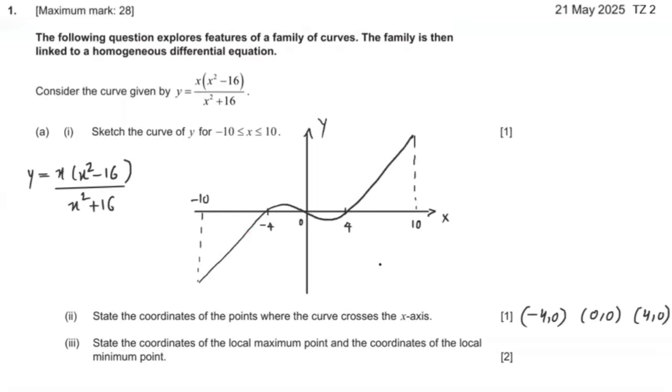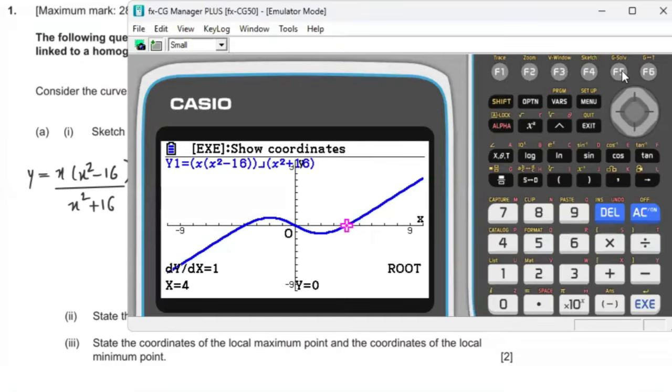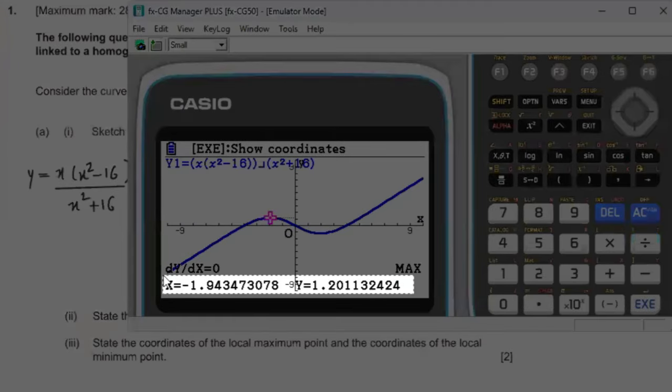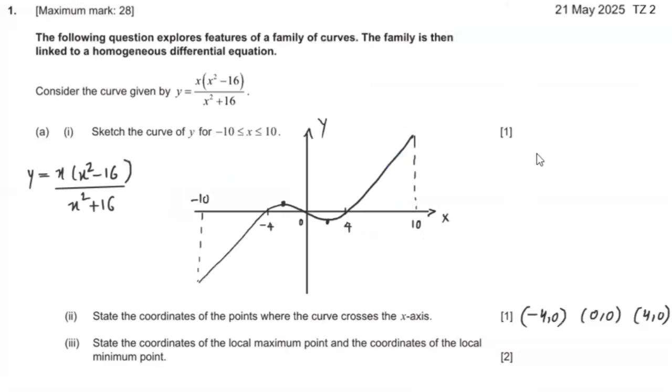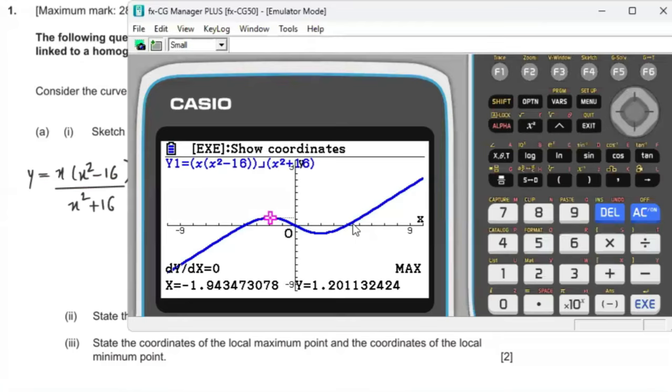Part 3. State the coordinates of the local maximum point and the coordinates of the local minimum point. I need this one and this one. That's the local maximum, and this is the local minimum. Again, my graphing display calculator can tell me a lot about this. Go to G-Solve and click the max, and that's negative 1.9434. I can copy this, and that will give me my answer. Let's just copy it here. So these are the coordinates for the max.